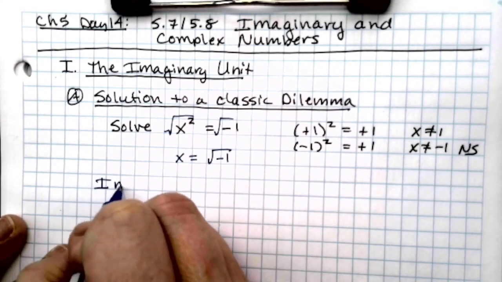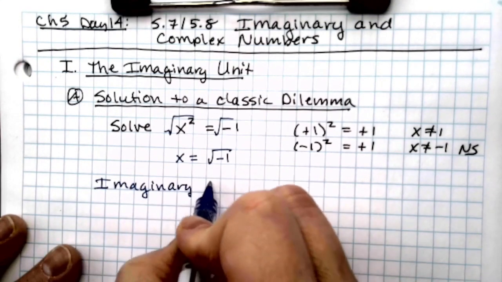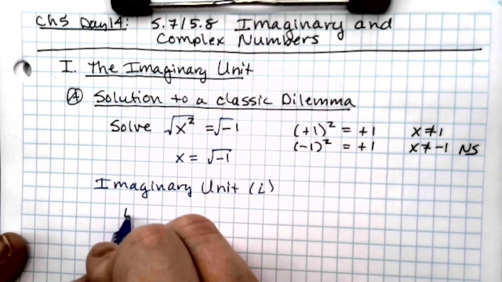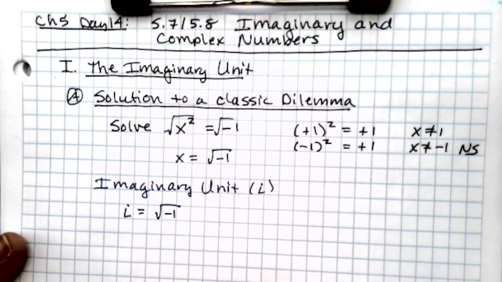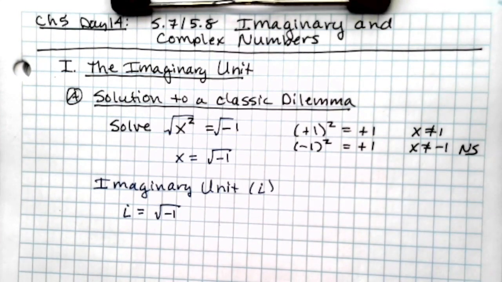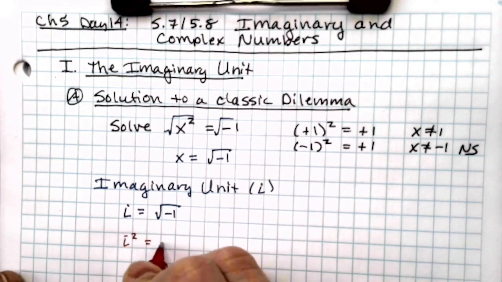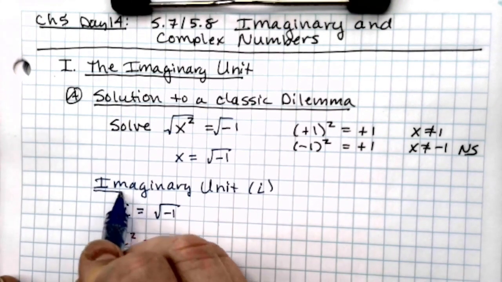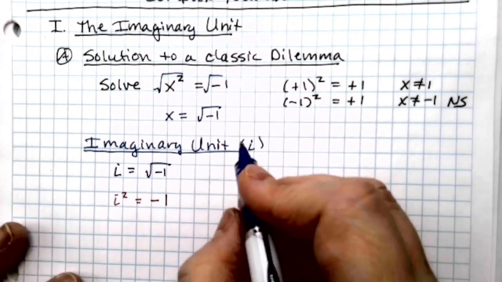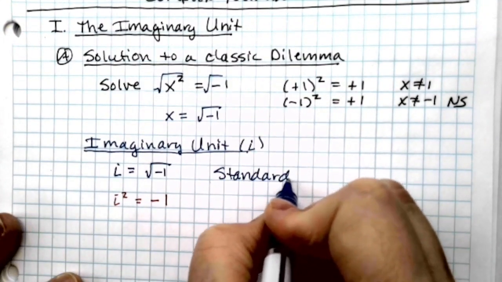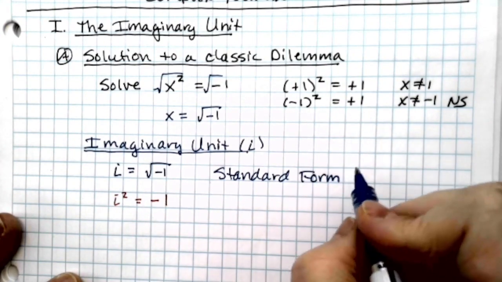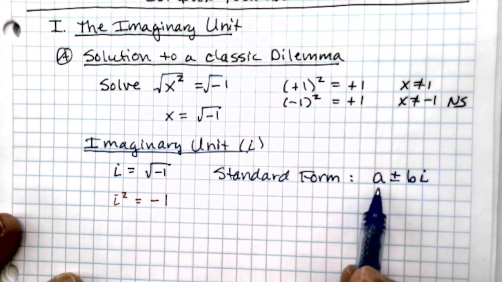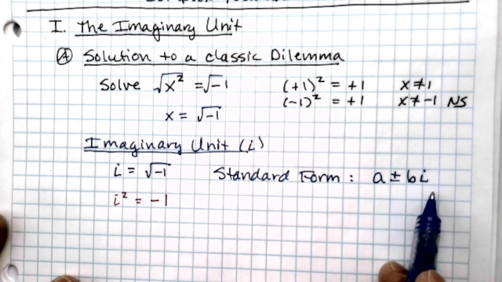So along comes the imaginary unit, which is designated with an italicized lowercase i, and i is the square root of negative 1, which means that i squared is automatically a negative 1. In addition to the imaginary unit coming along, they also established the standard form of a number that has an imaginary unit, which is a plus and minus bi, where a is the real part, bi is the imaginary part.